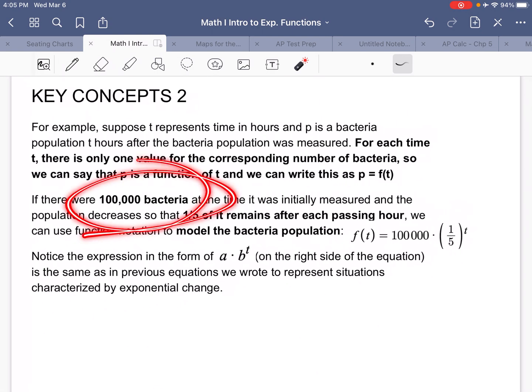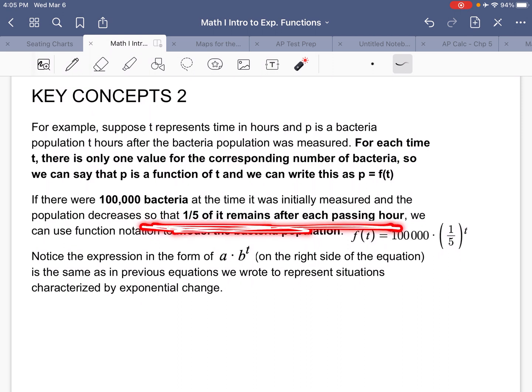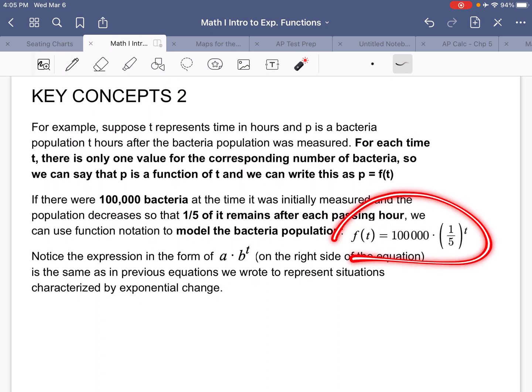Now, if there were 100,000 bacteria at the time it was initially measured and the population decreases so that 1/5 of it remains after each passing hour, our decay factor is 1/5, so we're multiplying by 1/5 each time. We can use function notation to model the bacteria population like this. Our function as a function of time is equal to my starting value times my decay or growth factor. This decay factor is our multiplier. What are we multiplying by as we go from hour to hour or minute to minute or whatever our independent variable is?